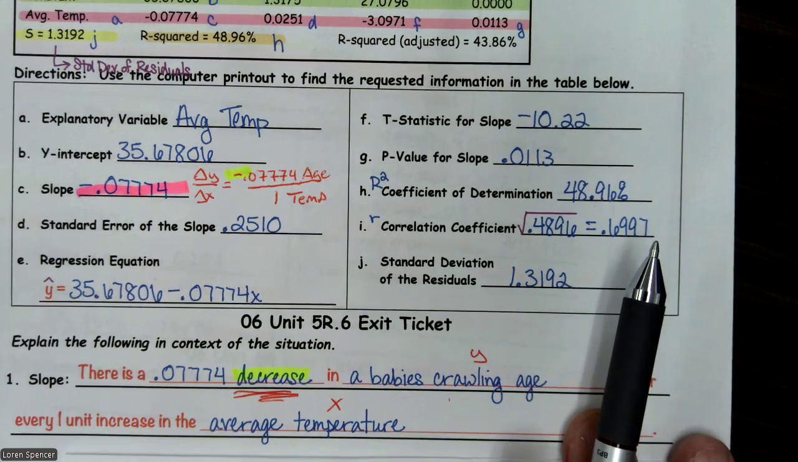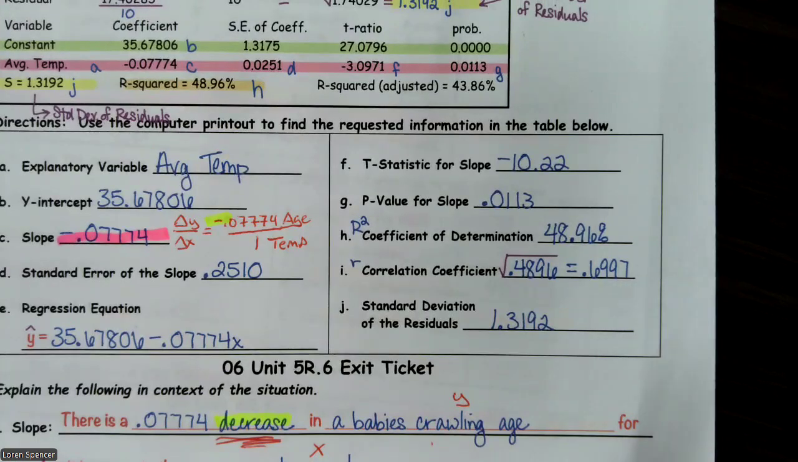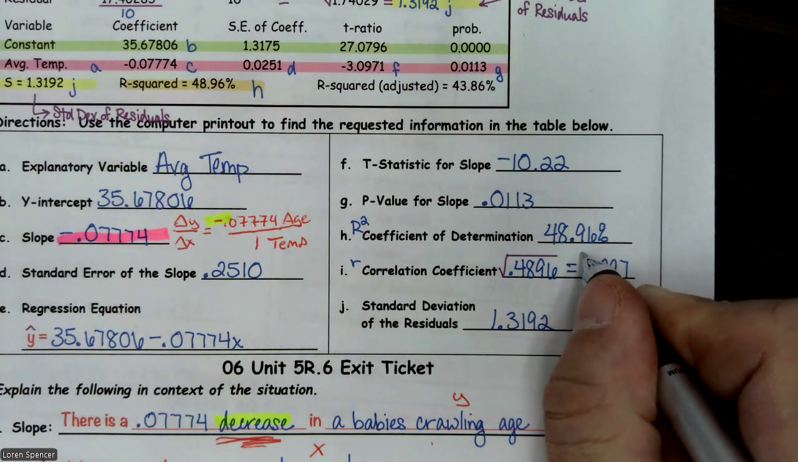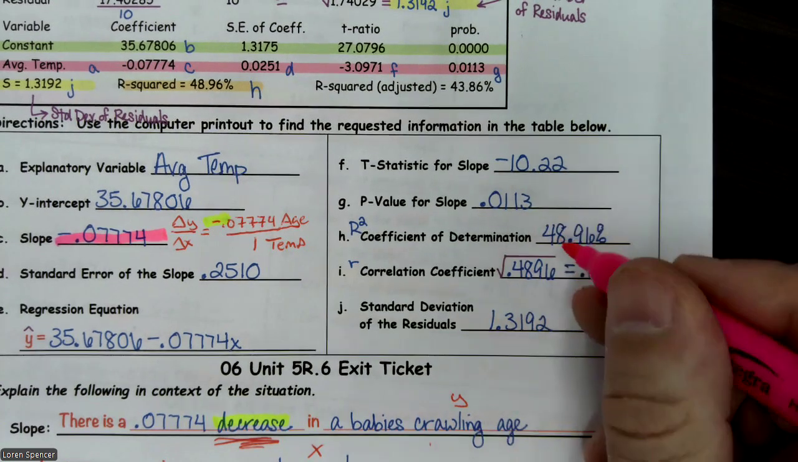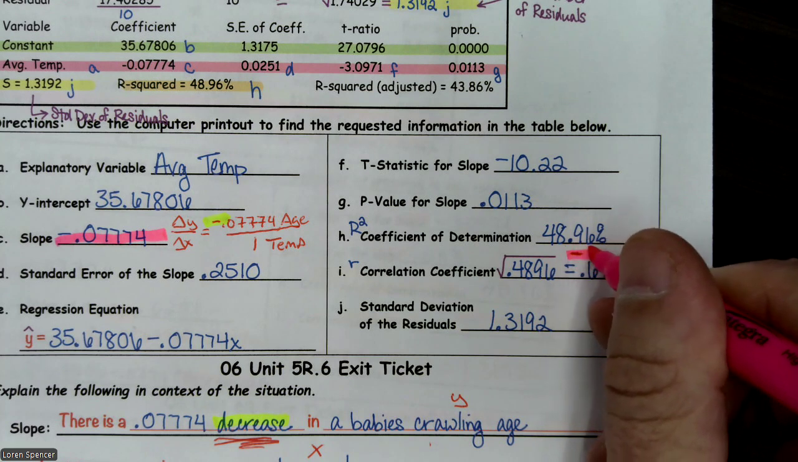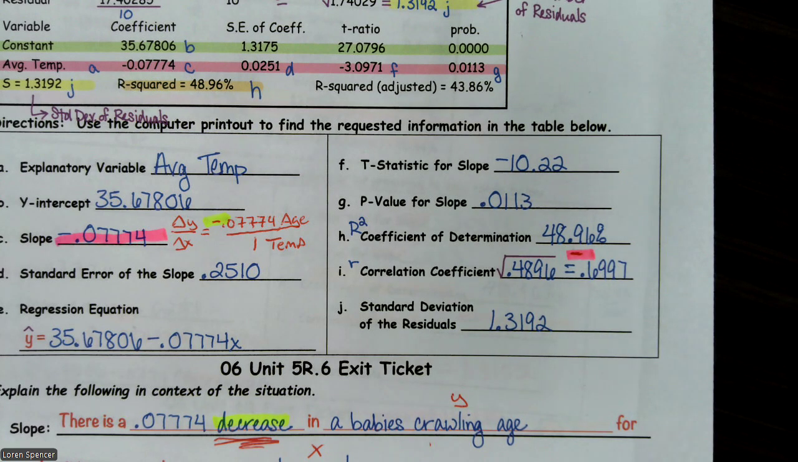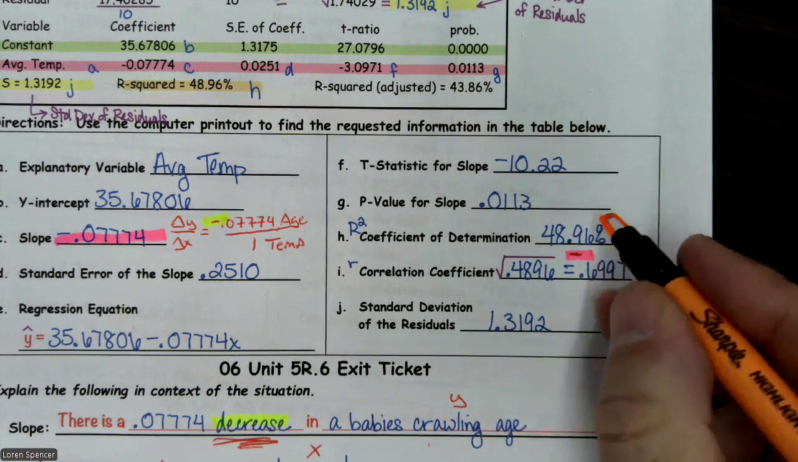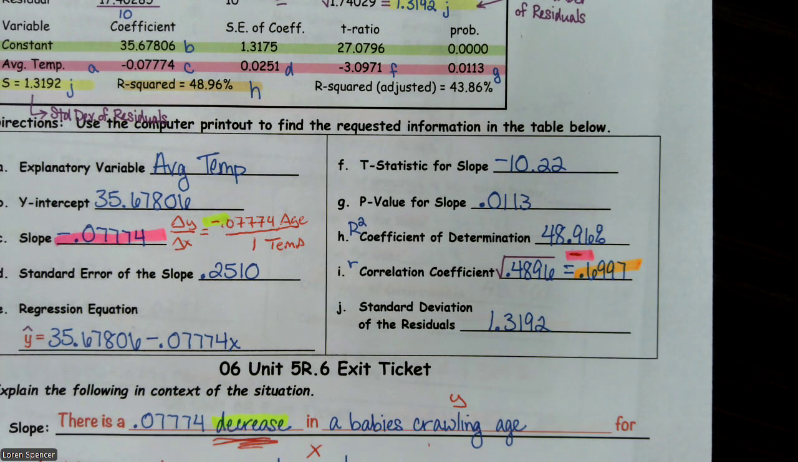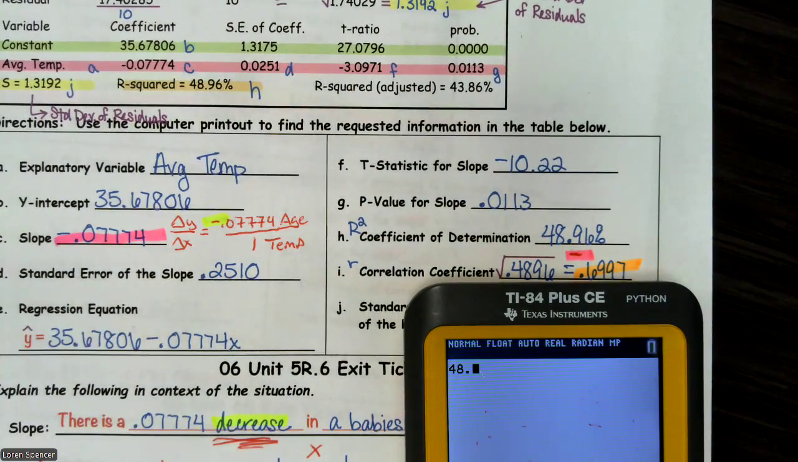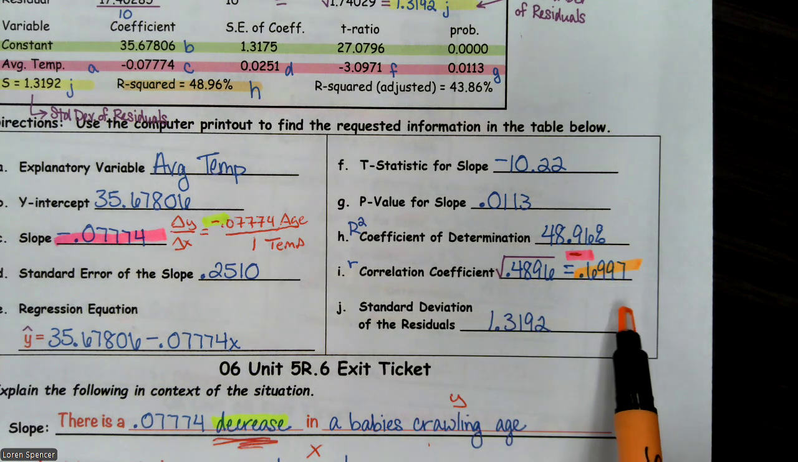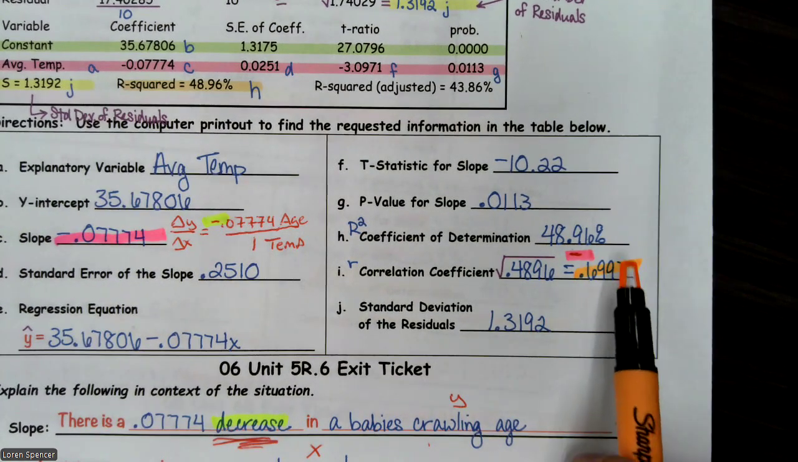The next thing it asks for is our correlation coefficient. When we calculated our correlation coefficient, we said, hey, the slope is negative. So since the slope is negative, our correlation coefficient is negative. And we took the square root of r squared, and we'll do that real quickly here. We'll take the square root of the coefficient of determination, divide that by 100 to turn it into a decimal, and raise it to the half power. And we get 0.6997. Okay, so that's where that comes from.